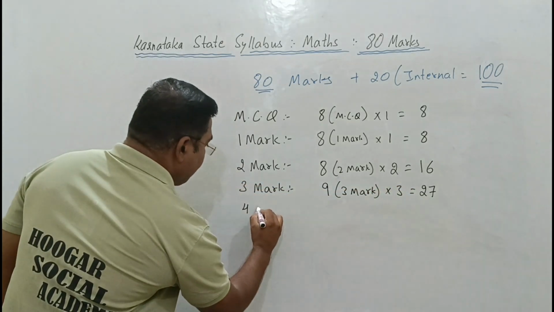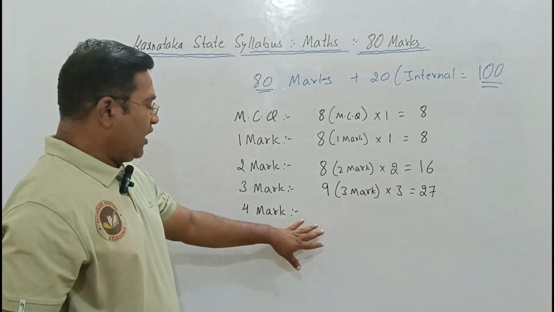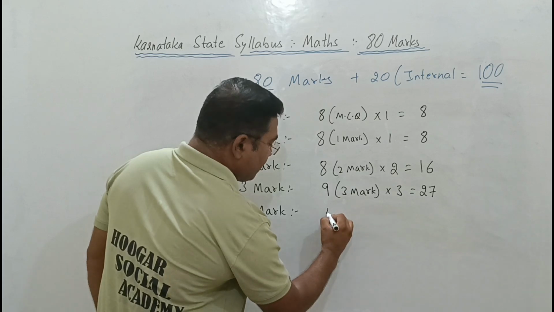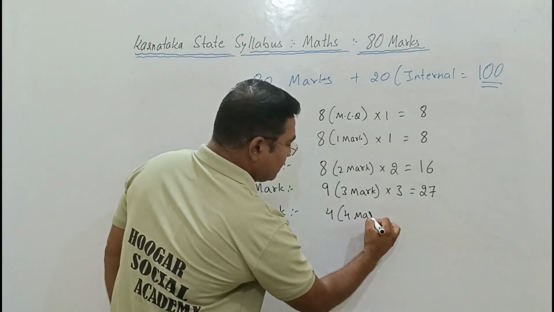Now it's about the 4 marks question. It's a long question. So here how many questions will be asked? 4 questions will be asked. It's of 4 marks.